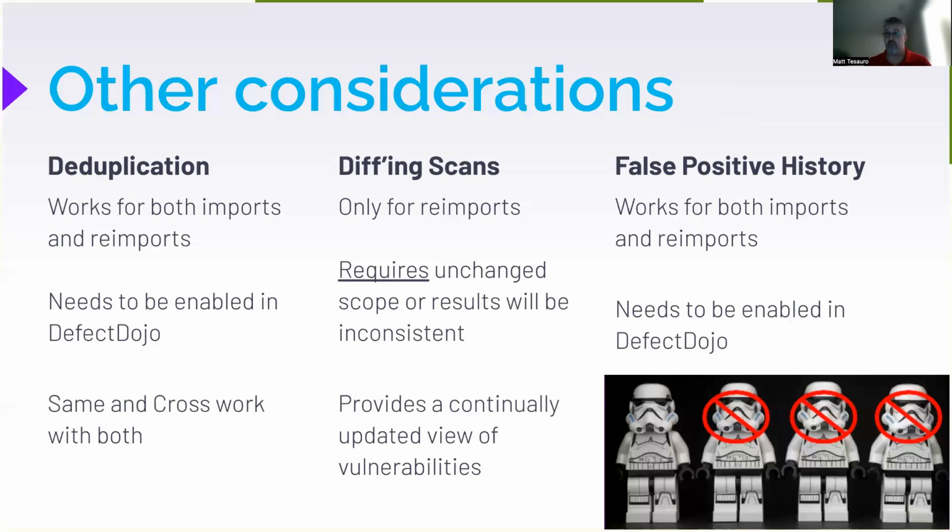And then false positive history, one of the last other considerations. Another thing you have to enable in DefectDojo, but just like deduplication, it works for both imports and re-imports, doesn't matter which. So you don't have to give up any of these smart features if you choose import or re-import.